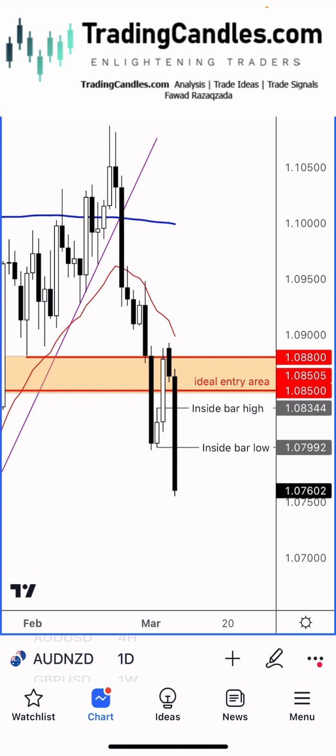So coming back to today's recording, you can see price did go a little bit deeper than I had expected, but eventually went to take out the liquidity pool resting below that inside bar low.